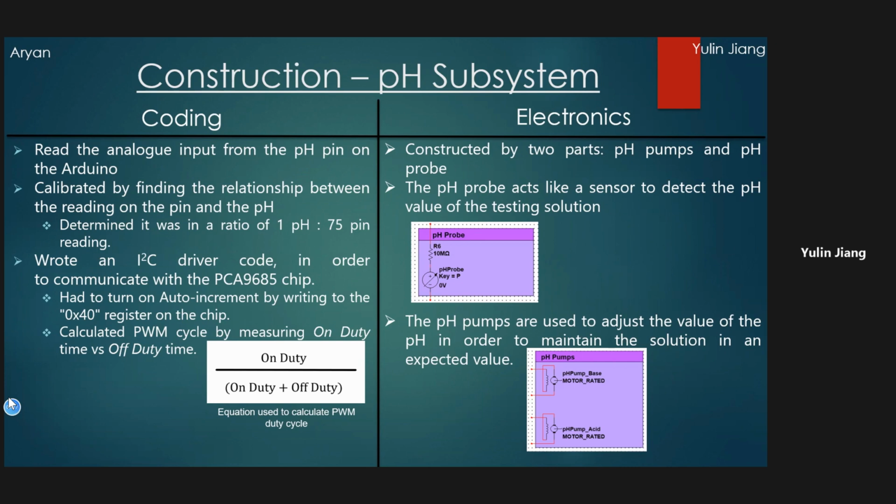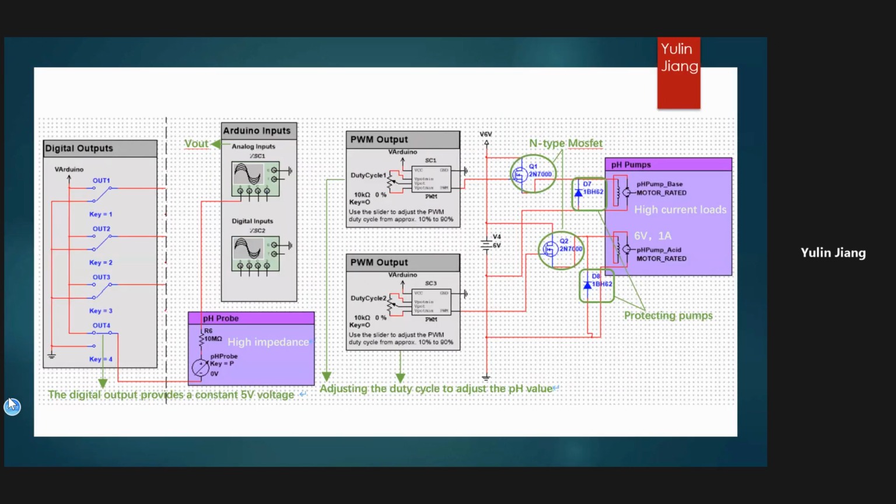Next. This is my circuit design. For the sensor part, I connected the digital outputs to the pH probe to provide a constant 5-volt voltage. For the other side of the probe, I connected it with the analog inputs, which is an oscilloscope, to get the final voltage, and by adjusting the value of the voltage source, I could get a set of values to do the calibration. For the other part, the pumps part, I used two PWM outputs.